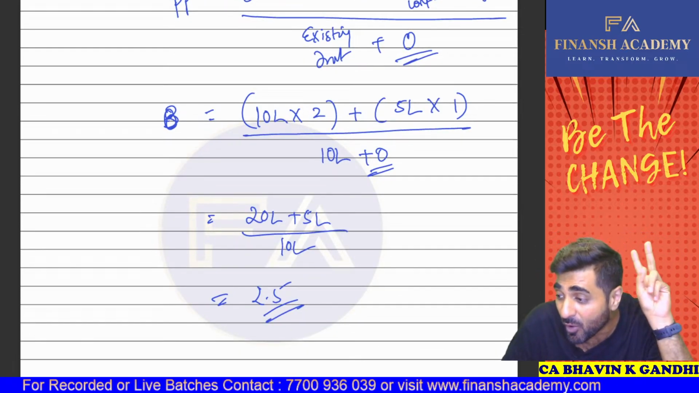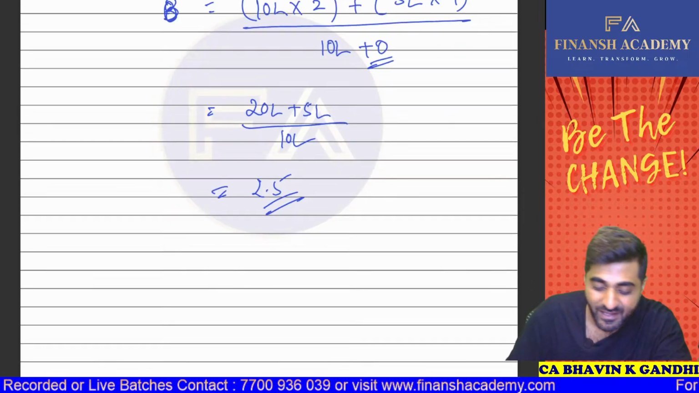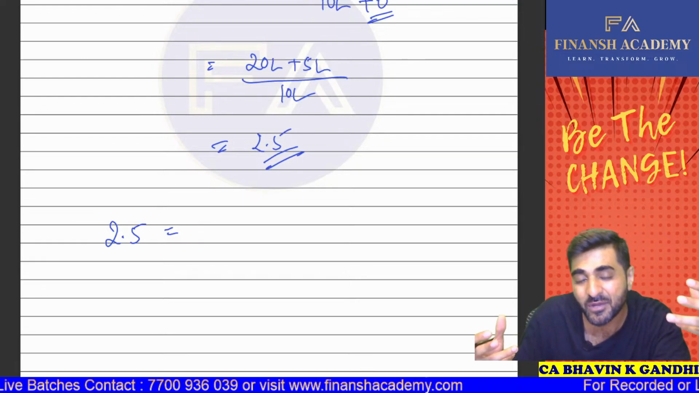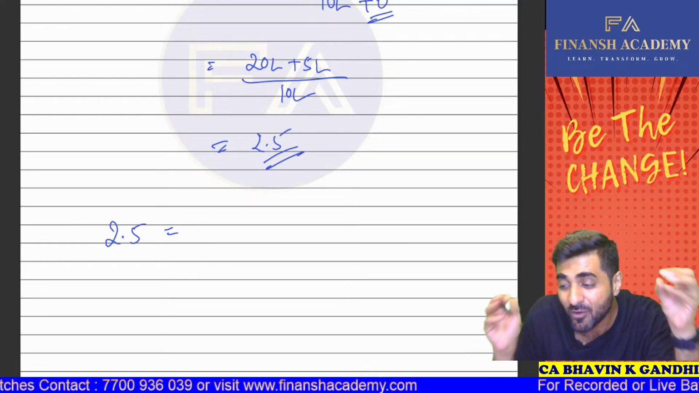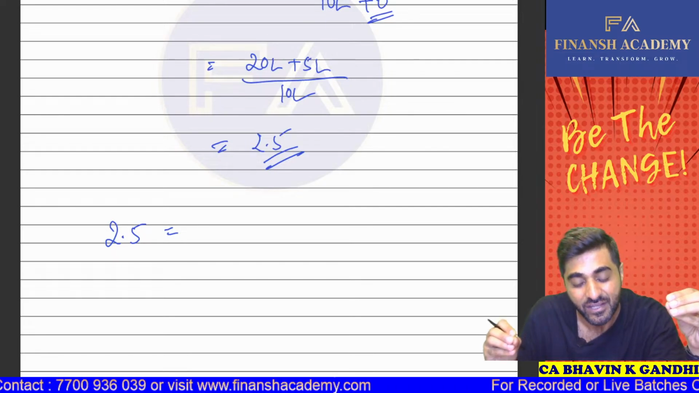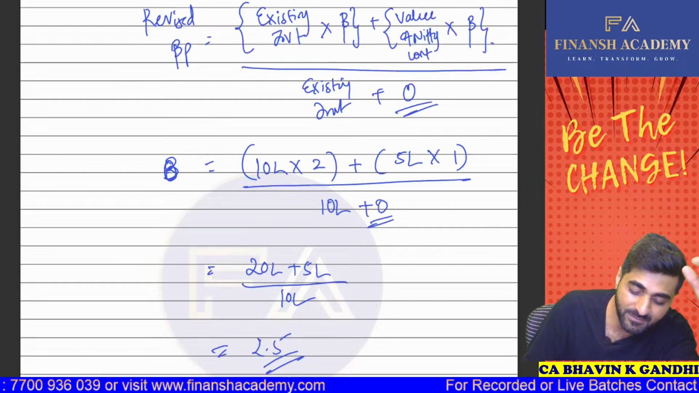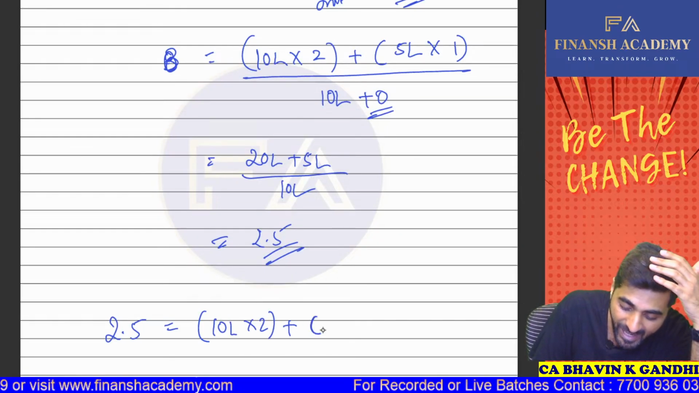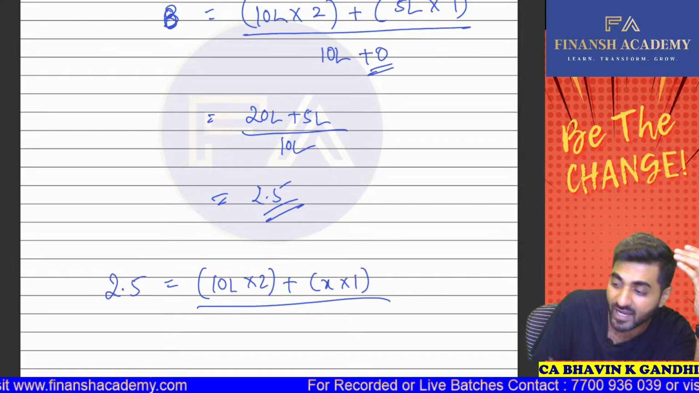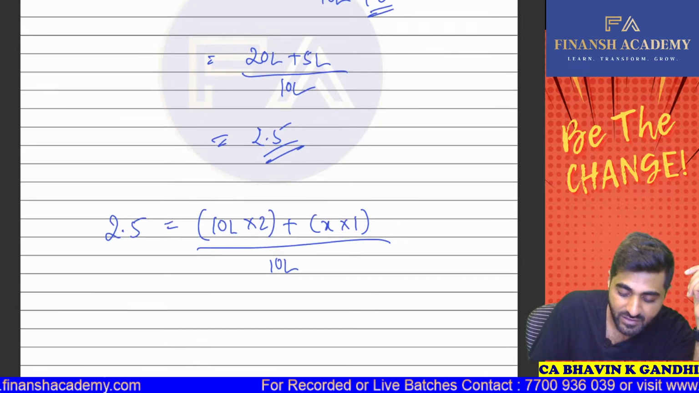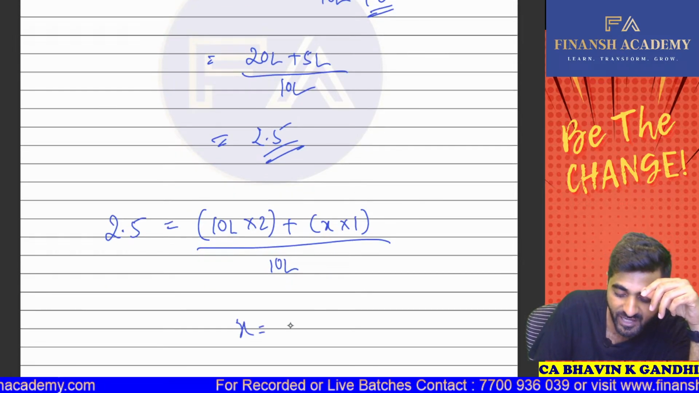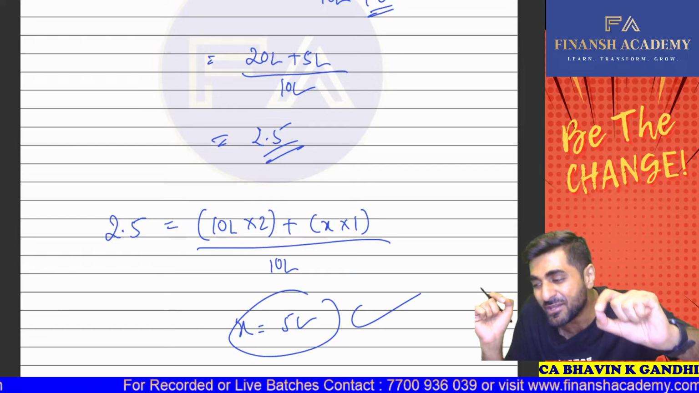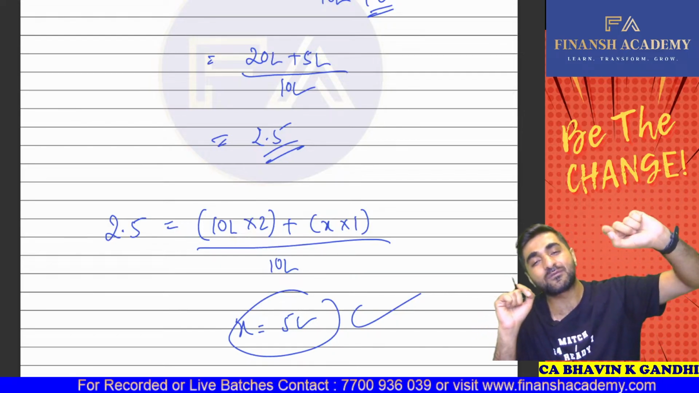Yes, sir. If I want, I can also do it alternatively. If I have the revised beta available as 2.5, and they ask you in the question what is the value of the Nifty contracts, you should take that into consideration. That is also possible, and you can do it by taking 10 lakhs into 2 plus x into 1, and I can divide that by 10 lakhs. Now this will give you the final answer x equals 5 lakhs. So these are the Nifty contracts which you should buy to bring your revised beta of the portfolio to 2.5.